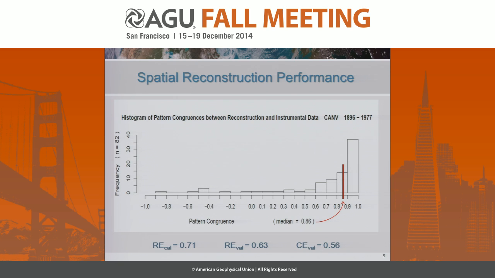Here's the histogram then of those pattern congruences for that region. The median is 0.86. Now there's some clinkers here. There's some that are below 0, but this is anticipated. But if you think about it, it means if we're really looking at the extreme dry years, we're on a really solid basis here to make evaluation. And here are the spatial field characteristics in terms of these measures of merit. And again, these are very high marks for a spatial reconstruction. There's 224 individual half-degree grid cells that are involved here.